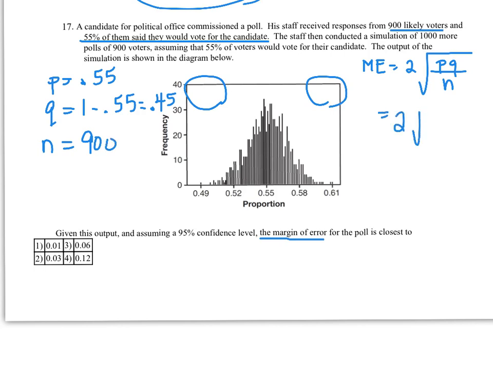All right, so we're just going to plug everything in. So 2 times the square root of 0.55 times 0.45, and that whole thing is over 900. And then throw that in your calculator, and you're going to get, oops, that's supposed to be an equal sign, sorry, 0.03316. And if you go through and you look at that, we would see that that would be choice 2.